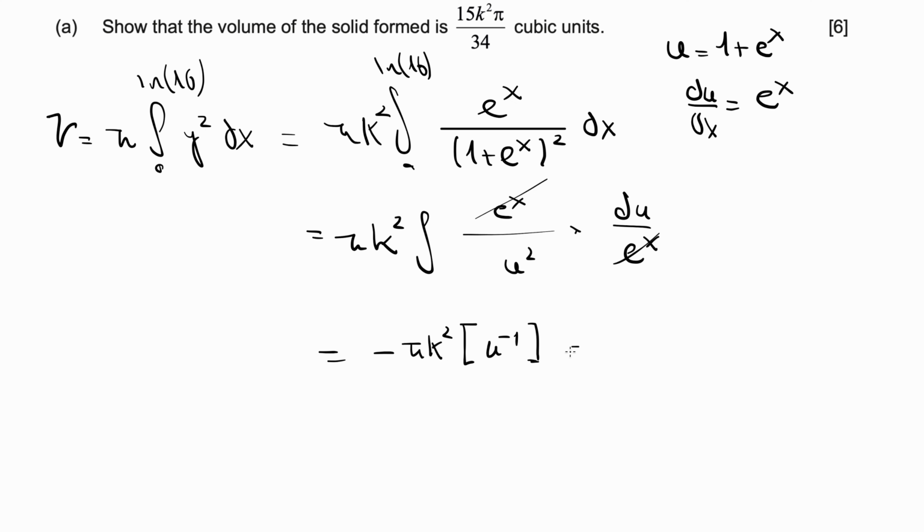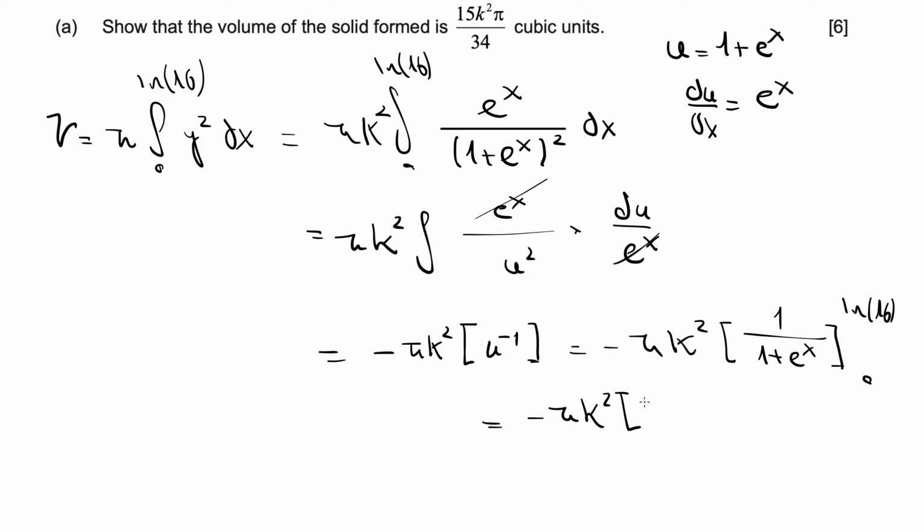Now I will substitute in u, so u is 1 over 1 plus e to the power of x, and then our upper limit is ln of 16, our lower limit is 0, so negative pi k squared of 1 over 1 plus e to the power of ln of 16, which is simply 16, and then minus 1 over 2, right, since 1 over 1 plus e to the power of 0 is simply 1 over 2. So negative pi k squared.